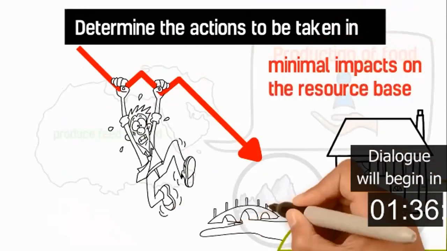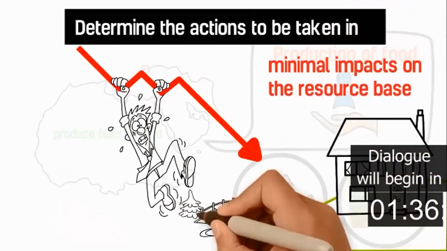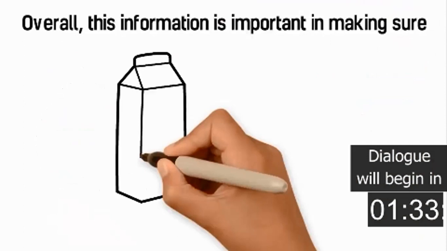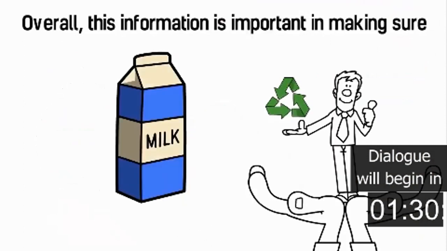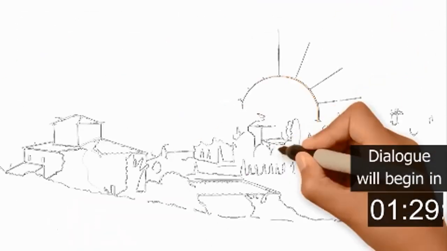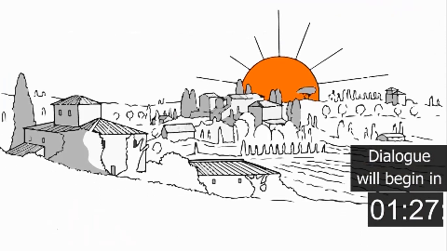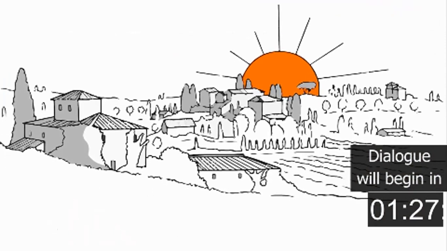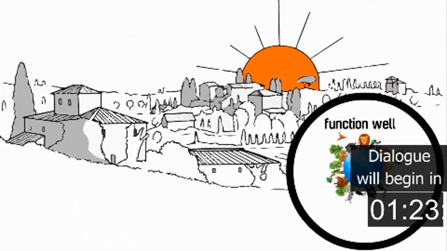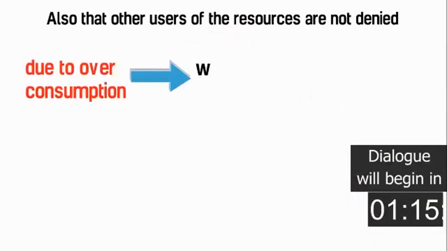Overall, this information is important in making sure that milk production is sustainable, that the ecosystems within which this is carried out are able to function well, and that biodiversity is maintained at recommended levels. Also, that other users of resources are not denied the resource due to overconsumption of the water and land resources by dairy production.